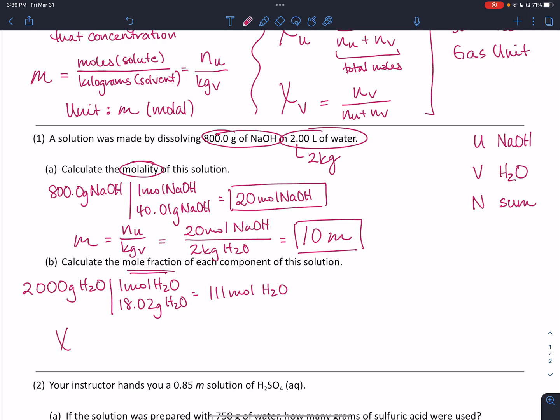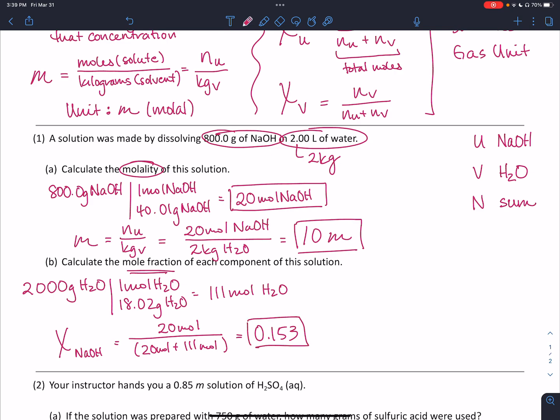All right, so the mole fraction for my solute, NaOH, is going to be equal to 20 moles divided by the total. So 20 moles plus 111 moles. All right, I do some calculation, and I find that the mole fraction for my solute, NaOH, is 0.153.